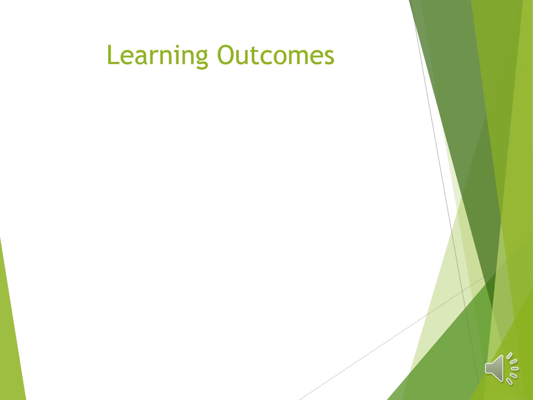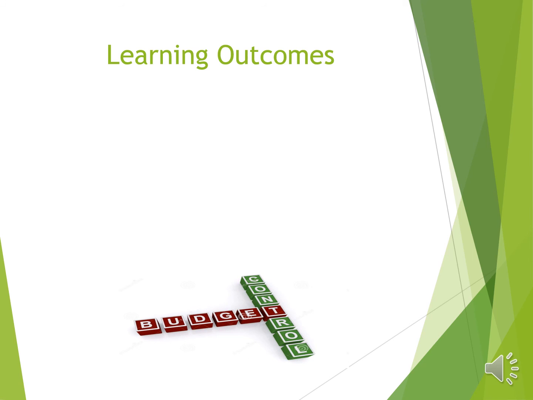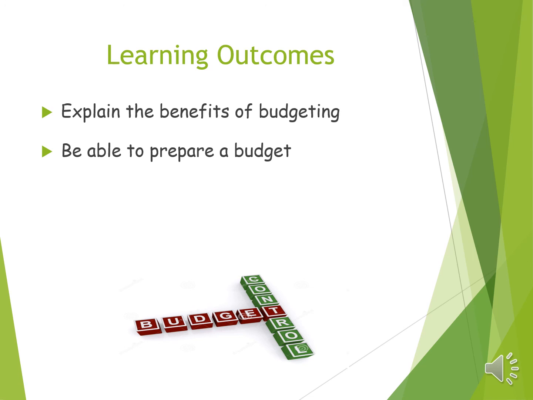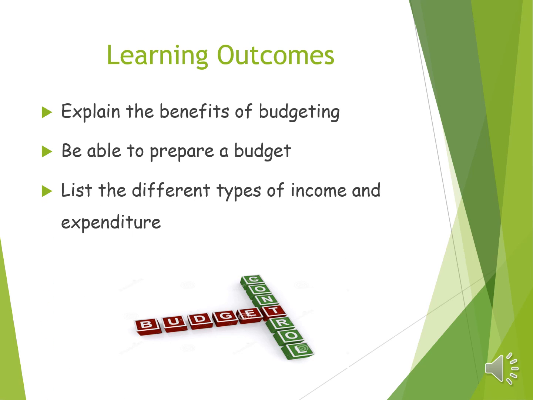Learning outcomes. As we approach the end of this lesson, all students should be able to explain the benefits of budgeting and how it helps us avoid spending money unnecessarily. Be able to prepare a budget and attempt exam-style questions on this topic. And define and list the different types of income and expenditure.